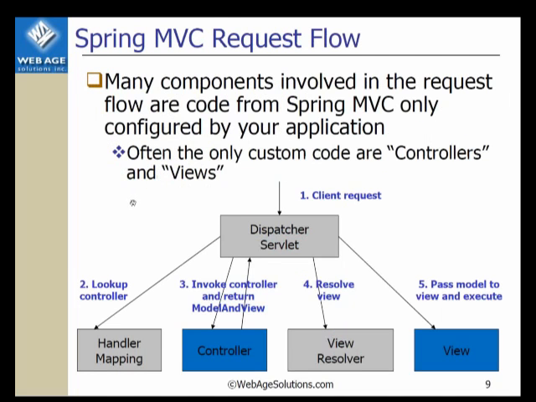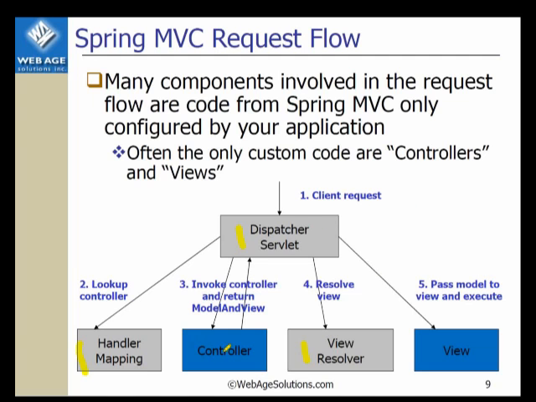Let's talk about the request flow. When a request comes in for a Spring MVC application, what happens? What are the different components that are involved, and what's the sequence of steps? Everything that is in gray, the dispatcher servlet, handler mapping, and view resolver, are generally classes provided by the Spring MVC framework, and you're simply configuring them in your Spring MVC application. You're not really writing custom Java code for those.